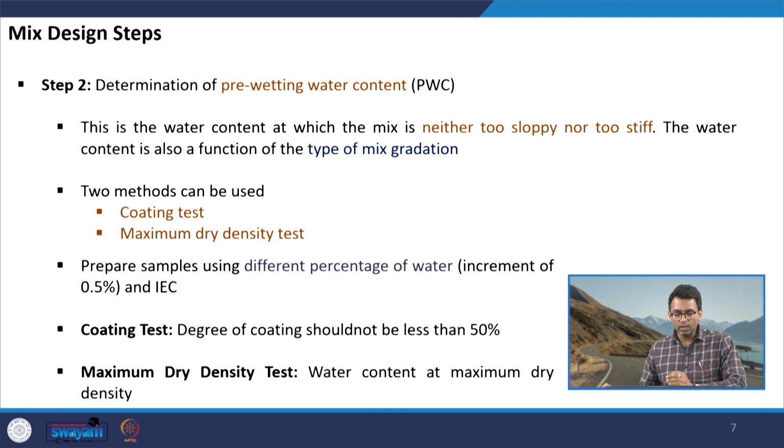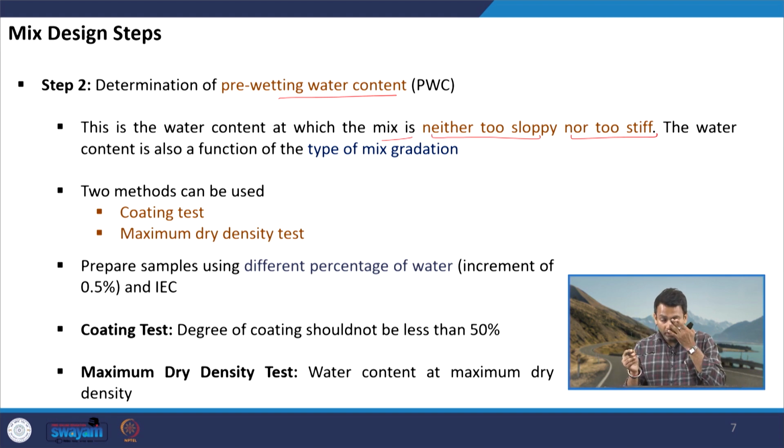Step 2 is determination of pre-wetting water content. Now, this is a very important step, because pre-wetting water content is required to provide lubrication to the aggregates. This pre-wetting water content is added before adding the emulsion to the aggregates. So, this is the water content at which the mix is neither too sloppy nor too stiff. This is an approximate definition of the pre-wetting water content.